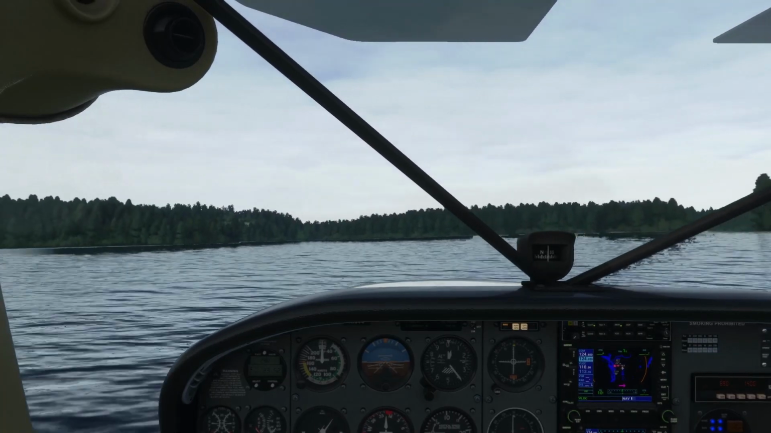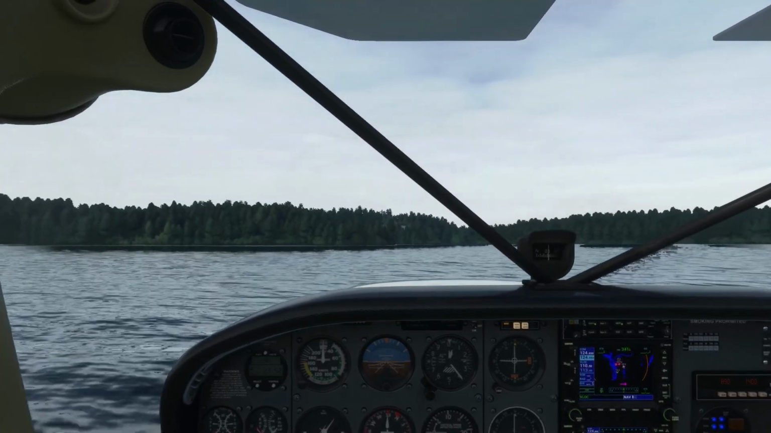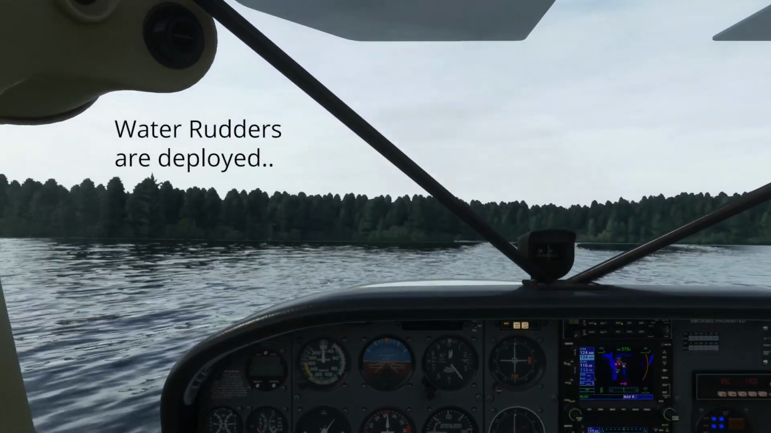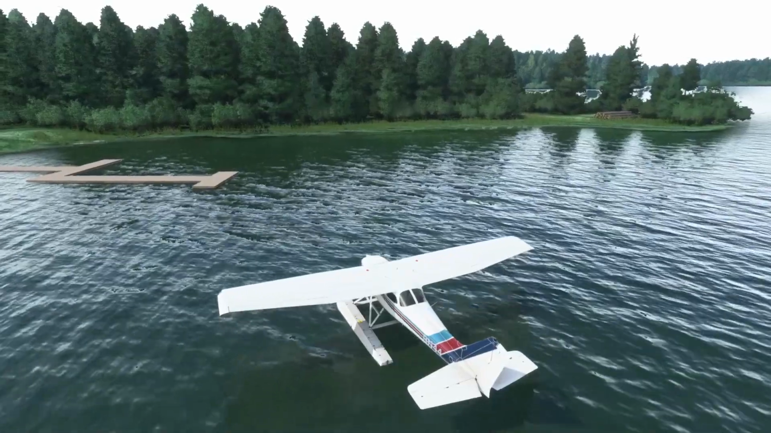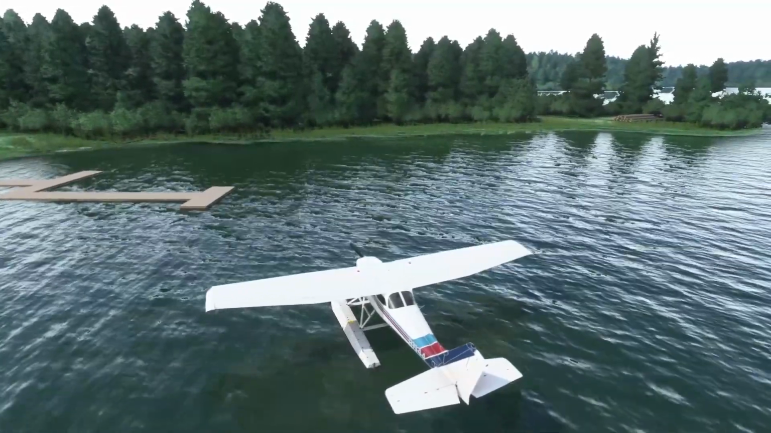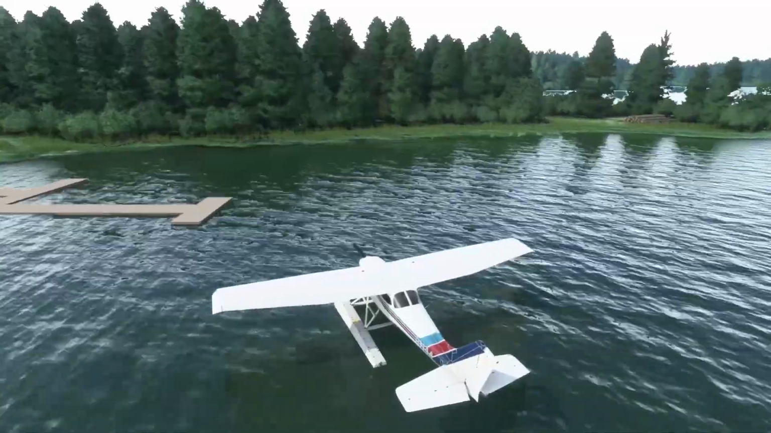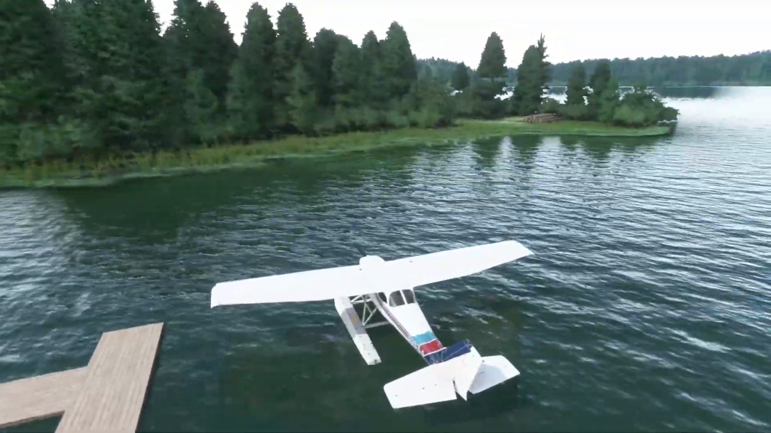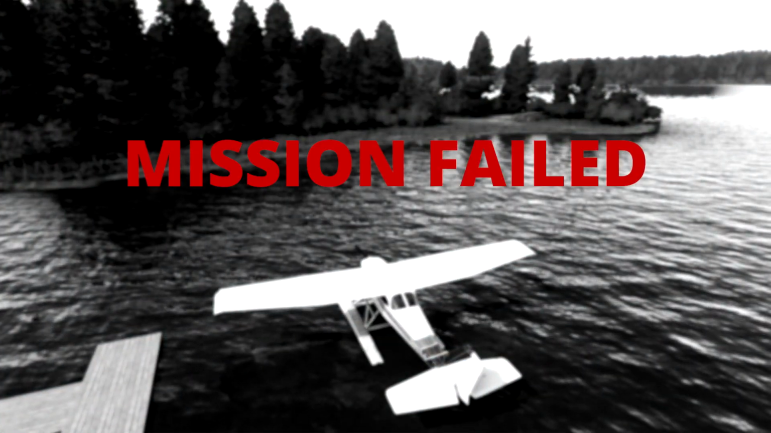As you can see in this turn, as the water rudders are lowered, there is a noticeable difference in the turn radius of the aircraft. This, combined with the improvements to water drag, means that power management is now a huge factor when docking your aircraft. You will need to time your shutdown just right to ensure that you don't sail past the dock. Mission failed. We'll get them next time.